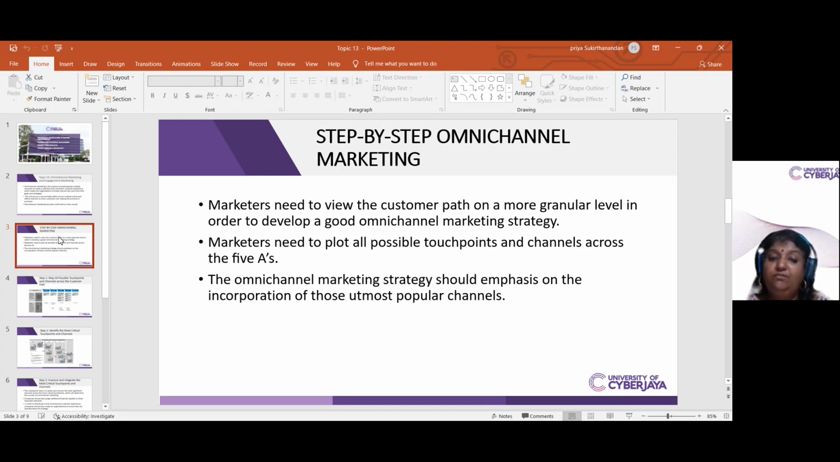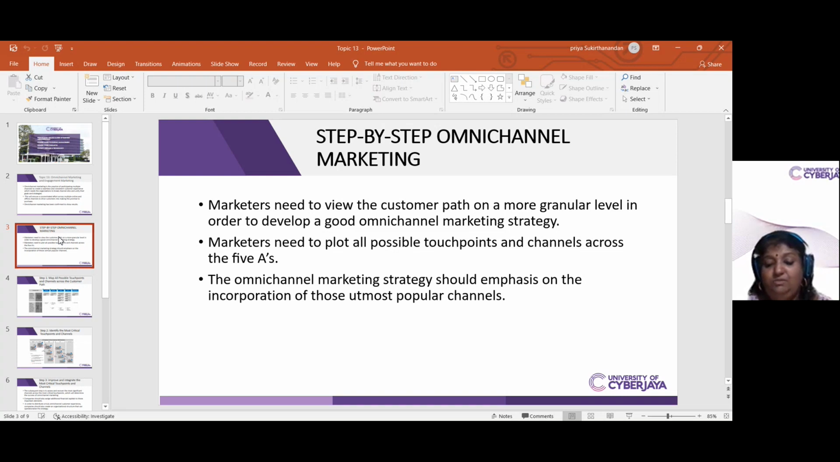And the emphasis of this particular marketing strategy should be on the incorporation of the most popular channels. So with these omnichannels, we're looking at what the popular channels of communication are that your customers use and how you can bring it all together, so that you have an integrated approach to get your customers to buy your product, right?